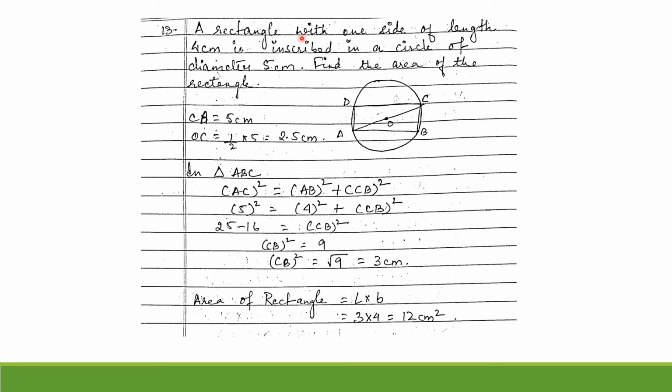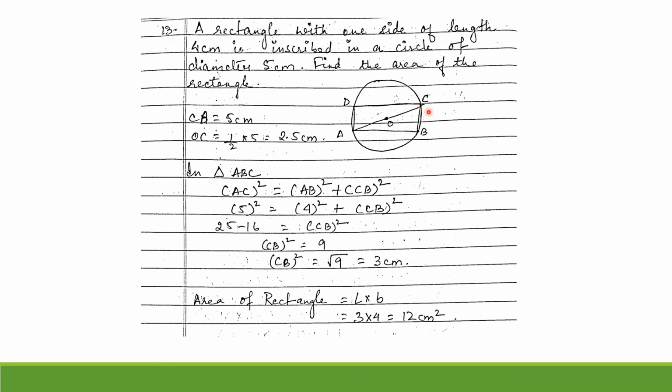Next question, we have a rectangle with one side of length 4 centimeter, and it is inscribed in a circle. So the rectangle will be inside your circle, and the diameter of the circle is given to us, that is 5 centimeter. So we can calculate the radius here, that is 2.5. Now if we compare triangle ABC, we know that opposite sides are equal. Now we are told that one of the sides is 4 centimeter, and we know that the diameter is 5 centimeter. So we can find out the third side.